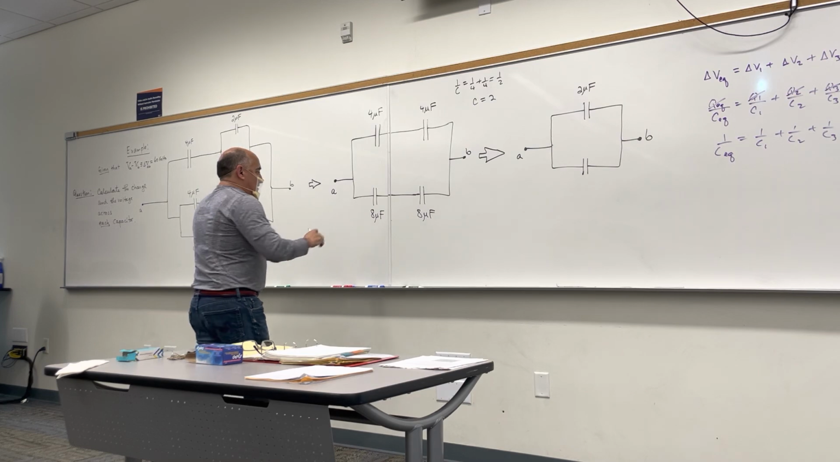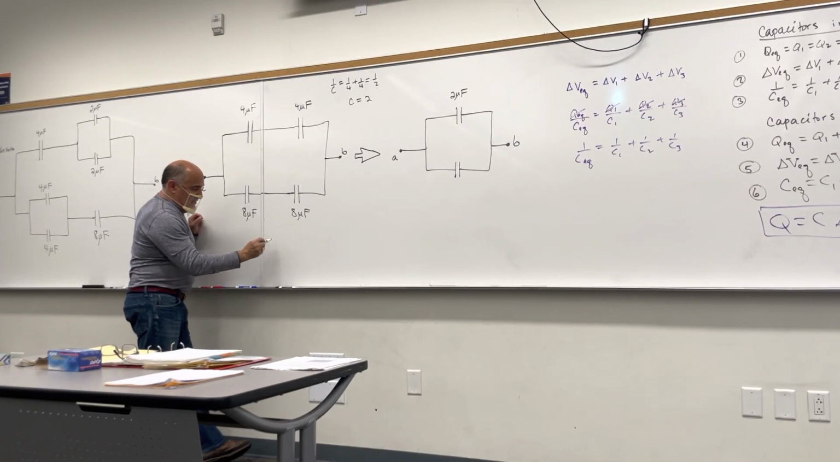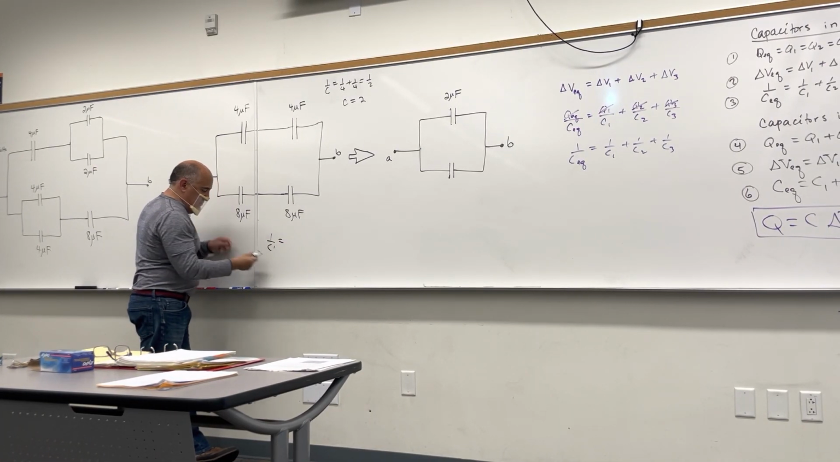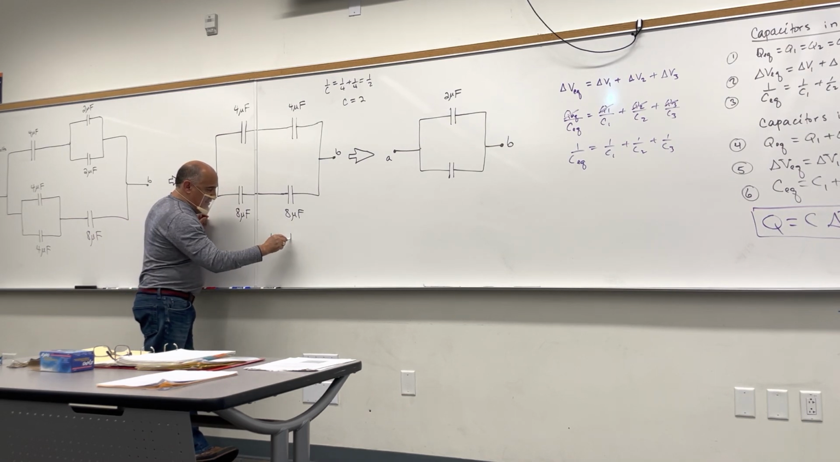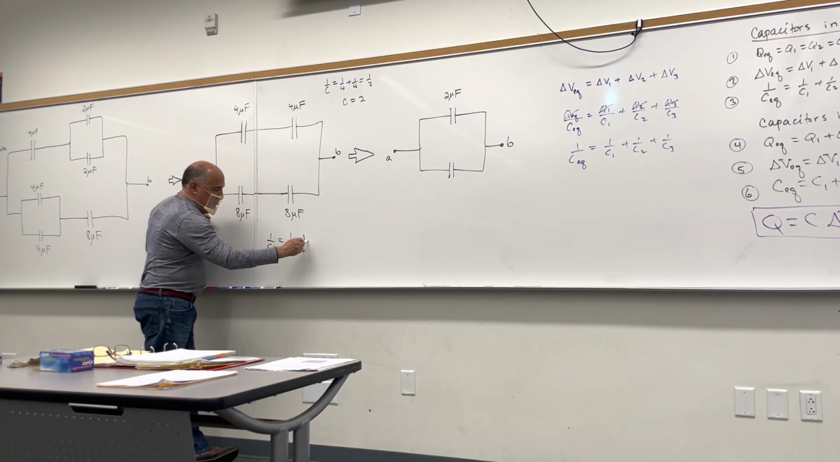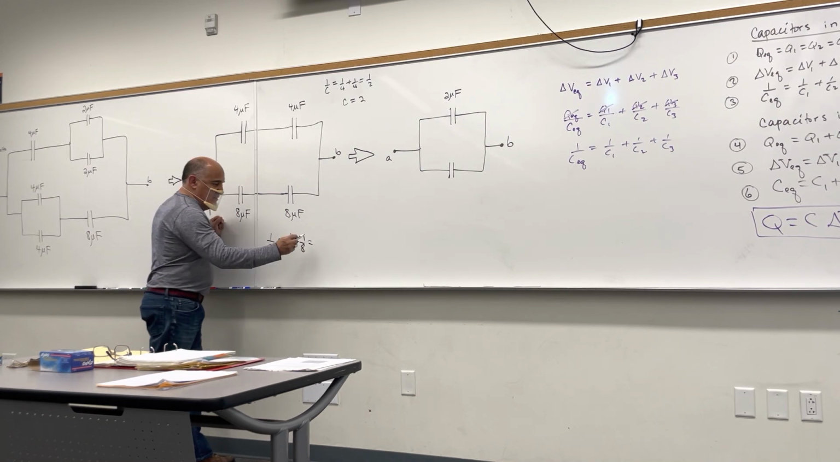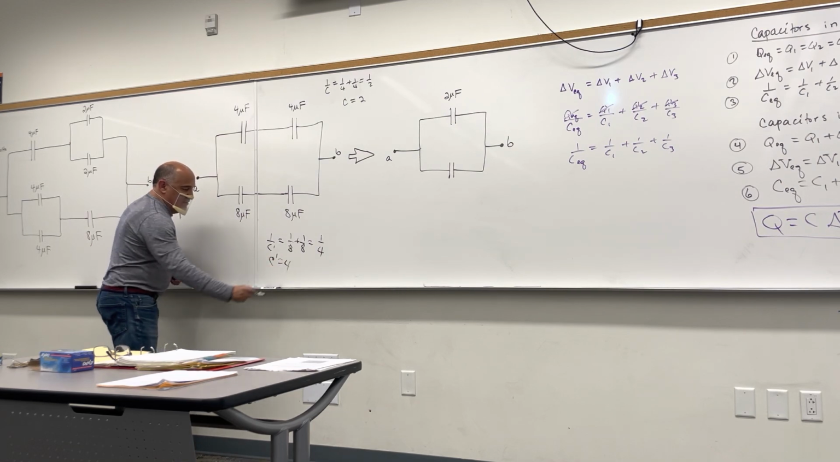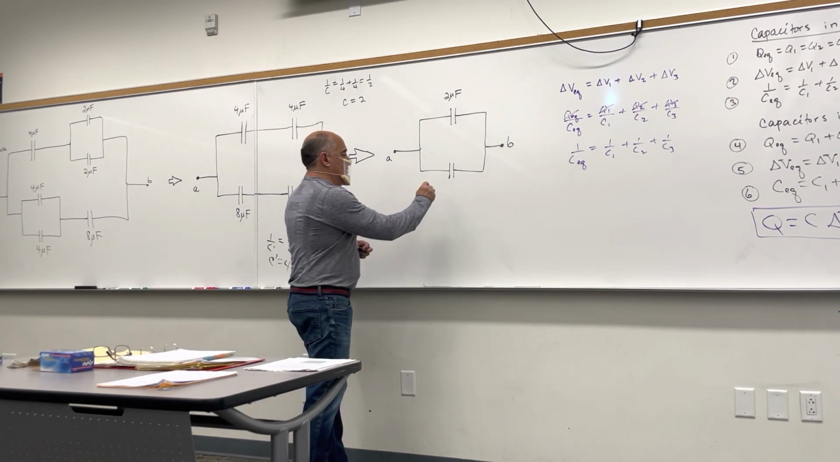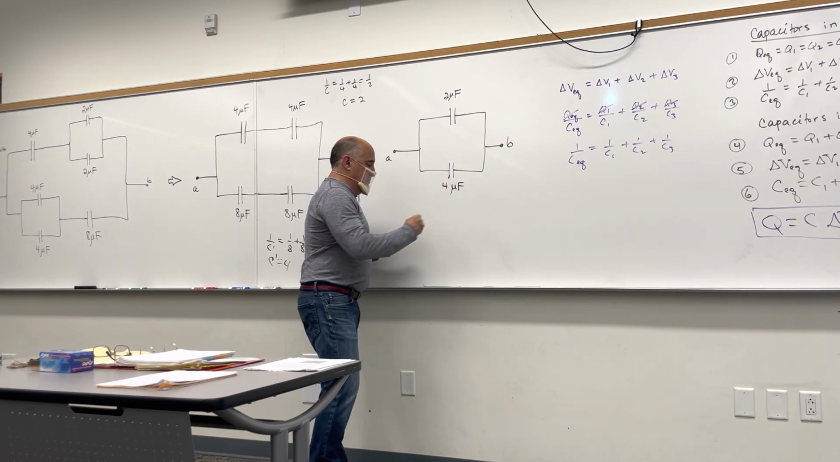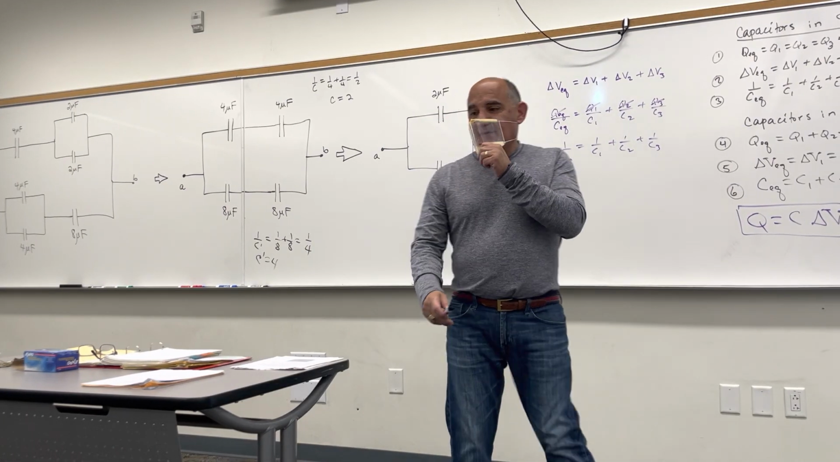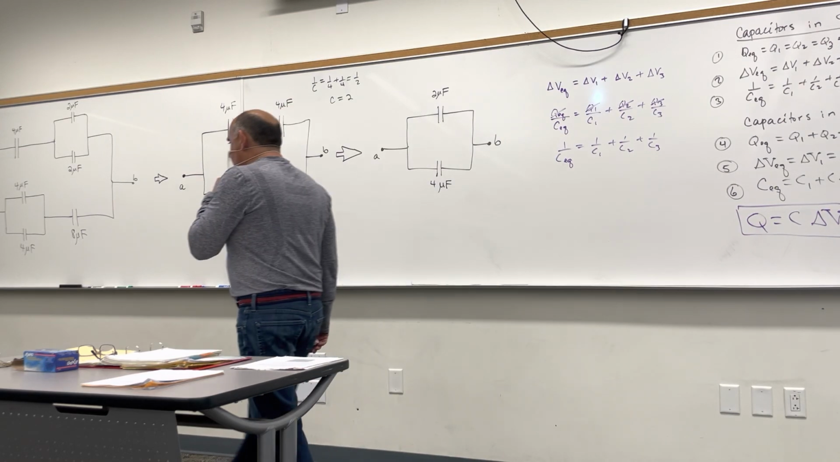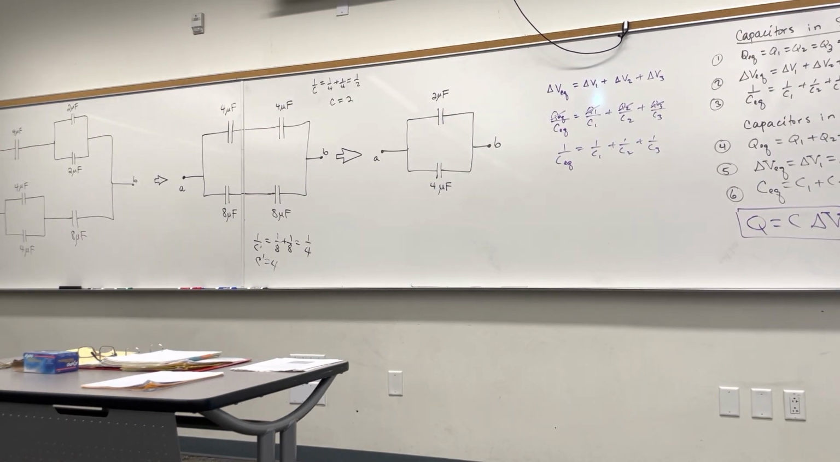All right, what about the 8 and the 8? So I'm going to say 1 over C prime equals 1/8 plus 1/8. That looks like 2/8 to me, which is what? 1/4. And then C prime is going to be 4, right? Yes? Yes. And then finally, one more step.